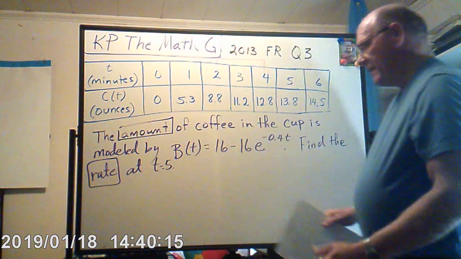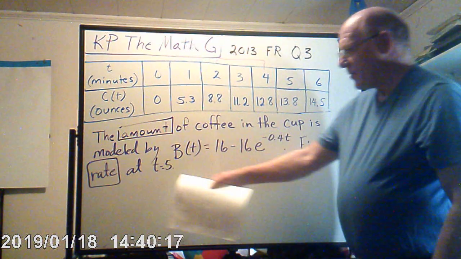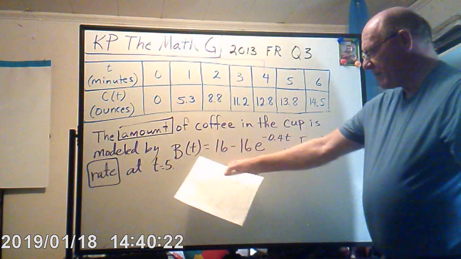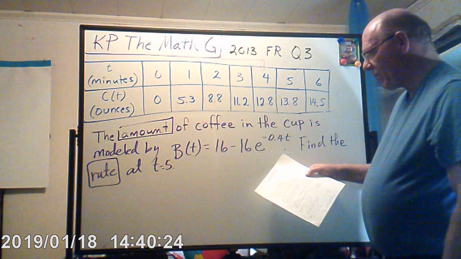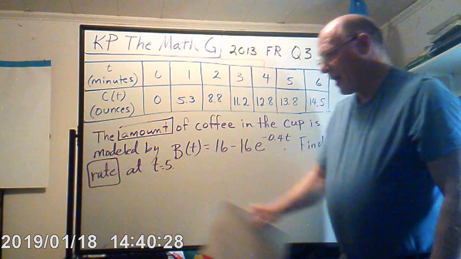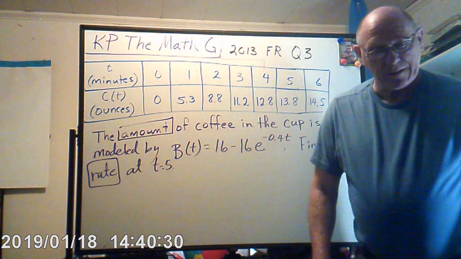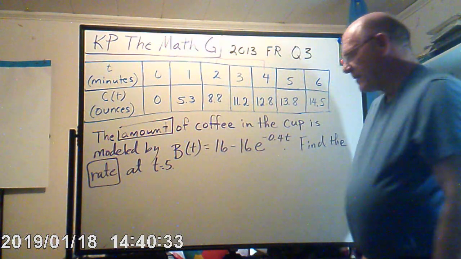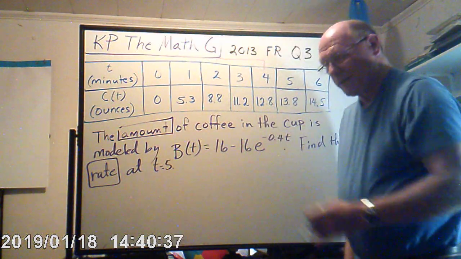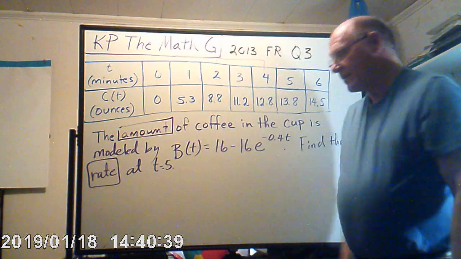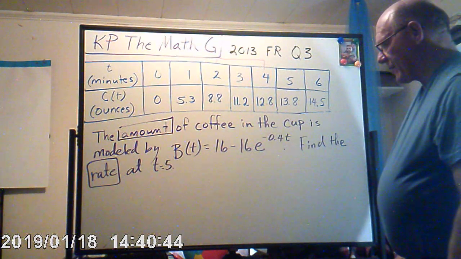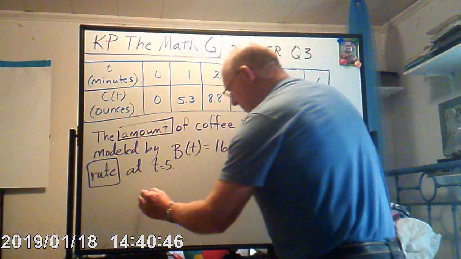So sometimes it goes from rate to amount. You're already seeing how much coffee is in the cup. At t equals 5, we want to look at the rate of change, and maybe how fast the coffee is going into the cup. That's what we're really looking at, the rate of change. Alright, so let's do that, and I'm going to do this by hand.